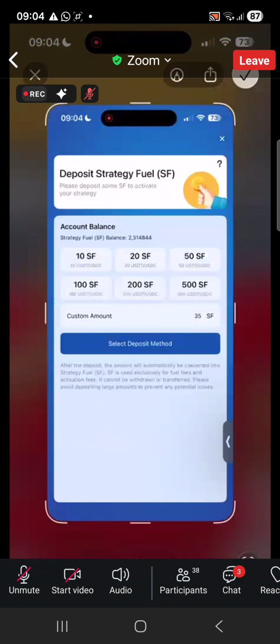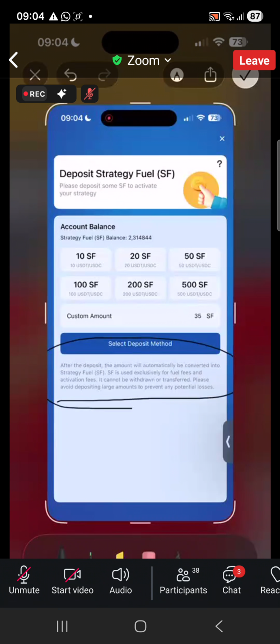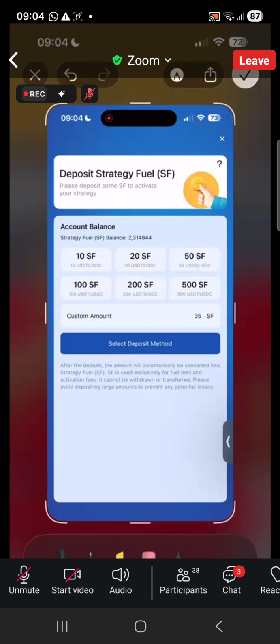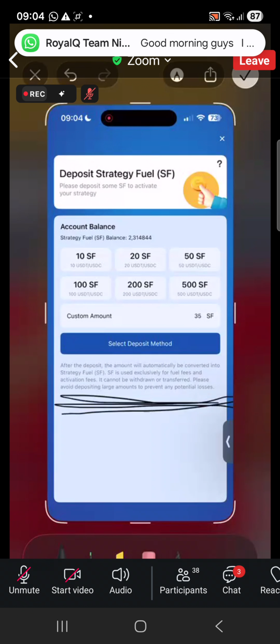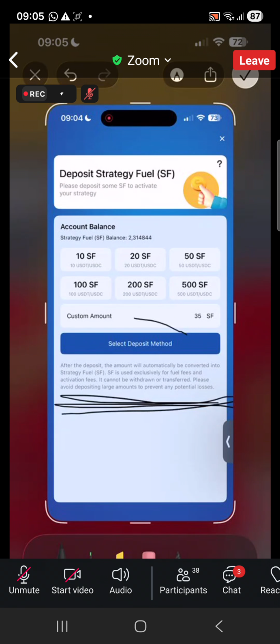Then there is an information here that is telling you, please don't deposit a big amount because you can't withdraw it, neither can you transfer. So if you make that mistake, it's gone. The money will be here till thy kingdom come. So make sure you deposit a reasonable amount.